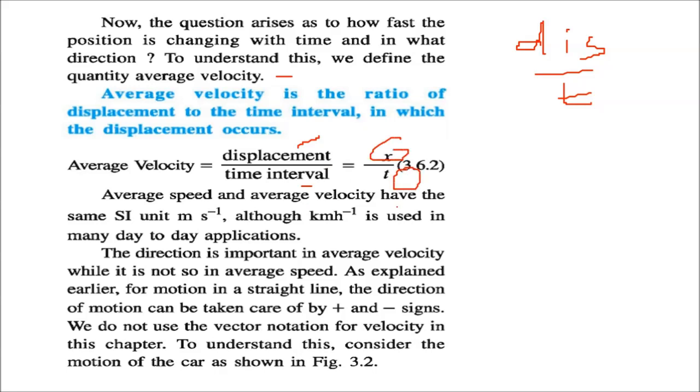Average speed and average velocity have the SI unit meter per second. Because meter per second is very small as compared to large distances, we generally compute it in terms of kilometer per hour. And the direction is very important when we are talking about average velocity, because for average speed, there is no concept of direction. So the direction has to be taken in certain signs. This is plus direction, this is negative direction. So we do not use the vector notation for velocity. We'll try to learn this with respect to vectors in coming discussions.